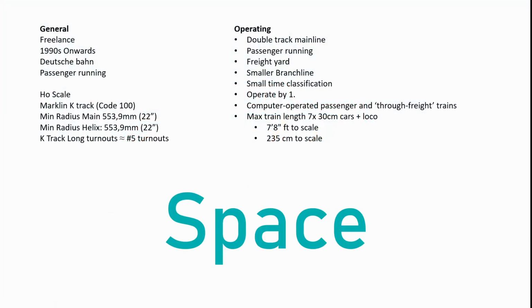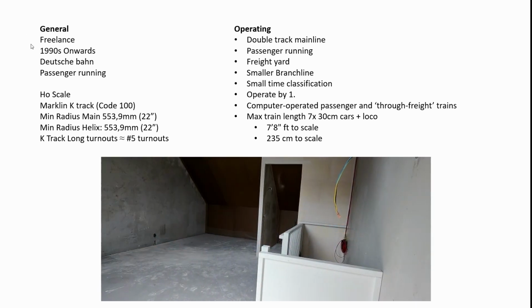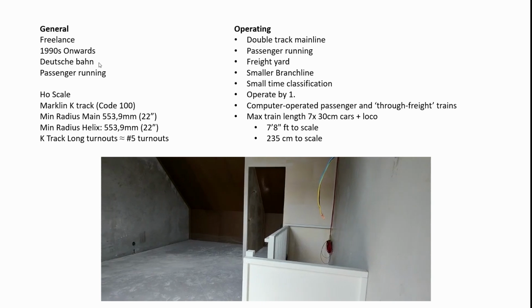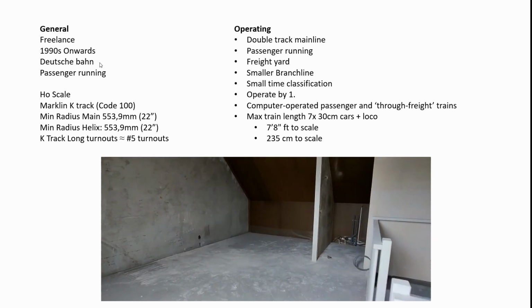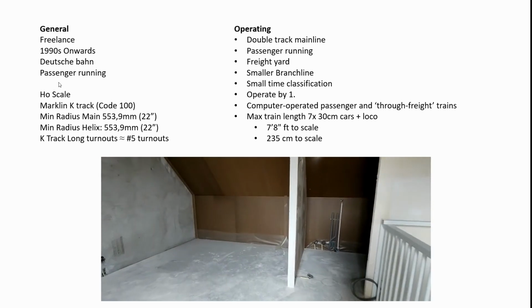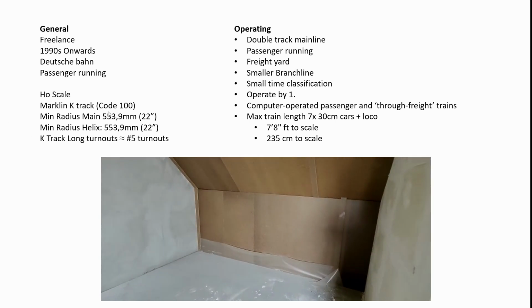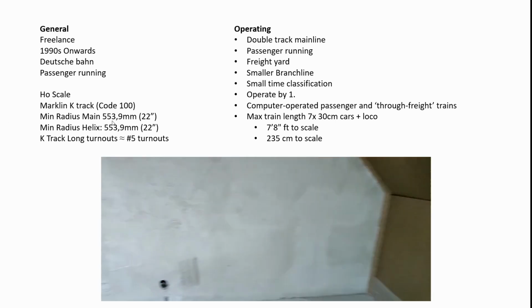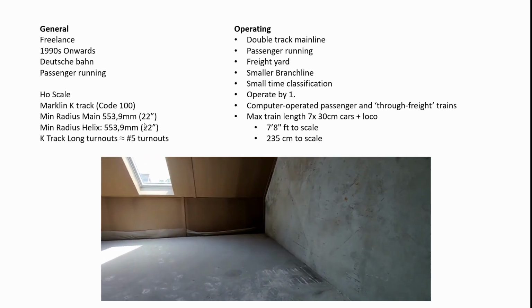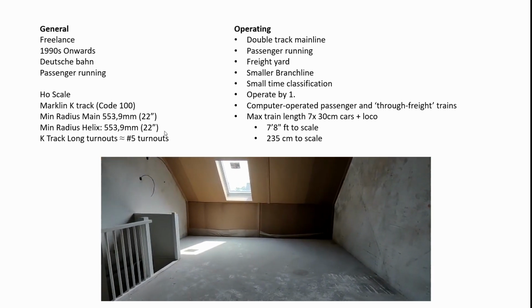Let us start with the space and the requirements for the client. It's a freelance layout set to 1990s onward in a Germany/European setting. There's a lot of passenger running, and it's all going to be a Märklin track, a lot of flex track, minimum radius of 550 millimeters, which is 22 inches. This is, for European standards, quite large.